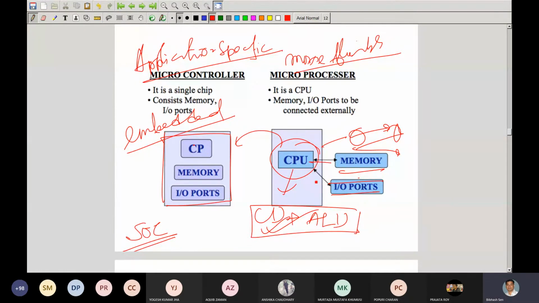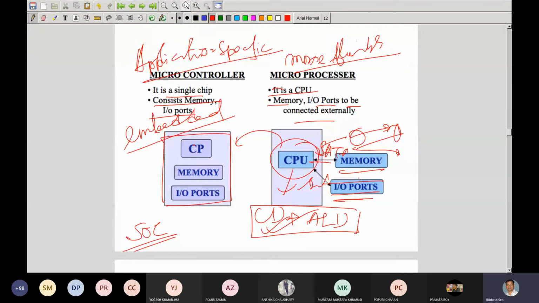And here, using a SATA cable or maybe some data cable, you have to connect the CPU to the other peripherals. So it is not a single chip. It consists of CPU, and memory and IO ports are to be connected externally.